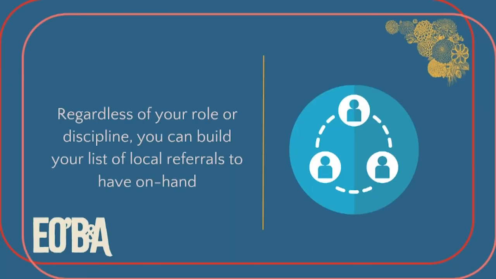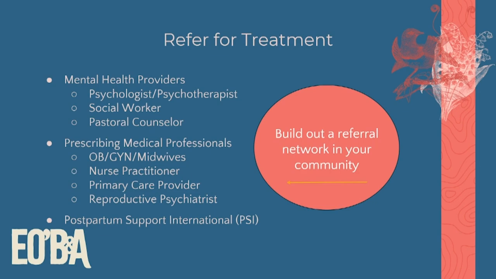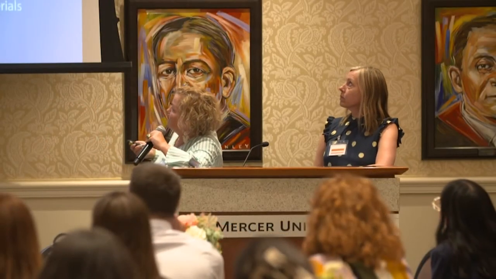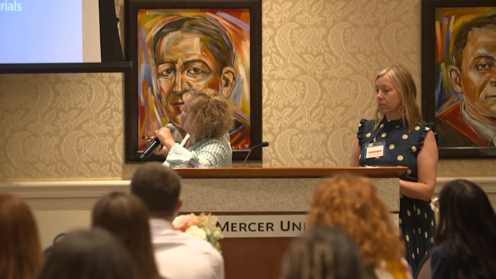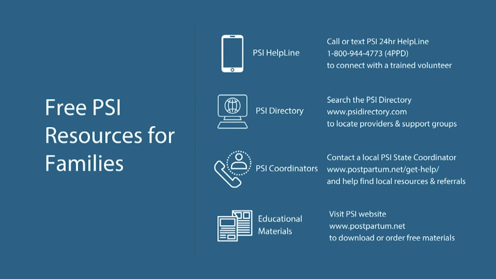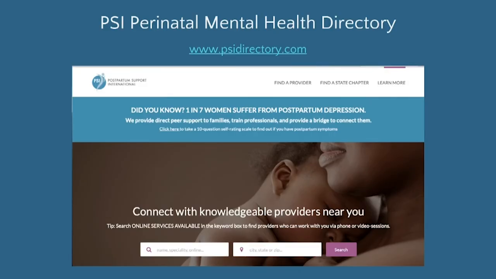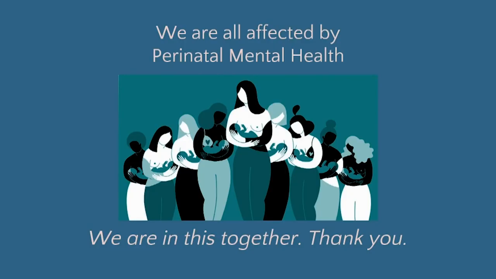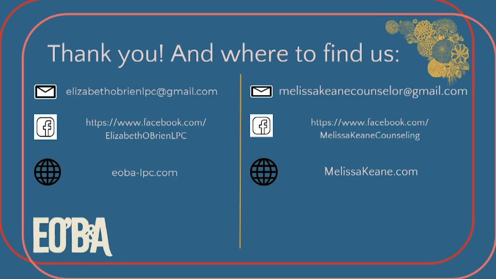Let's get into the resources really quickly before we have to go. Here are free resources. PSI has a helpline. That is not the hotline, we'll talk about that, but the helpline can be very good because there are trained professionals. We have a PSI directory here in Georgia, and every state has a directory of specialized trained clinicians. We also have PSI coordinators that will help triage resources for your area. And then there are educational materials for PSI Georgia and PSI in general. This is what the directory looks like. And here is our information if you have more questions.